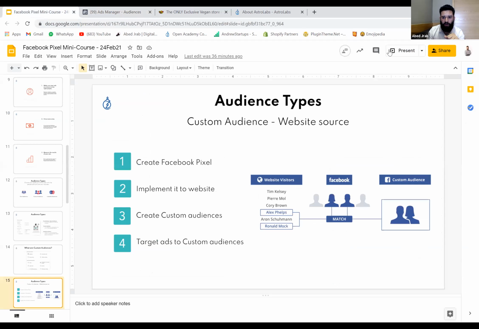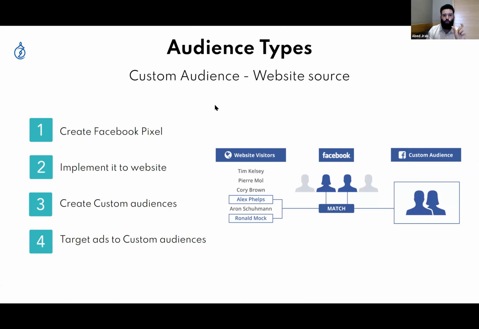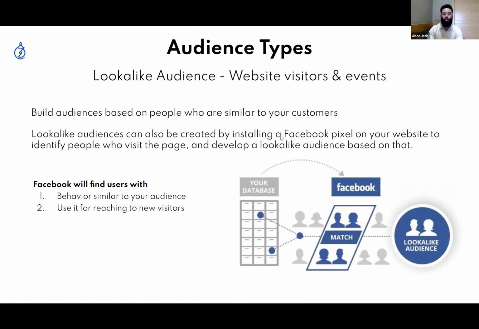Now, if we go back over here, obviously this is the first kind of audience that we want to build using the Facebook Pixel, which is the custom audience, the website source. The second one is the lookalike. But before that, let us explain a bit what the lookalike audience is. A lookalike audience is an audience that I'm building which looks like or resembles the existing fans that I have on Facebook.